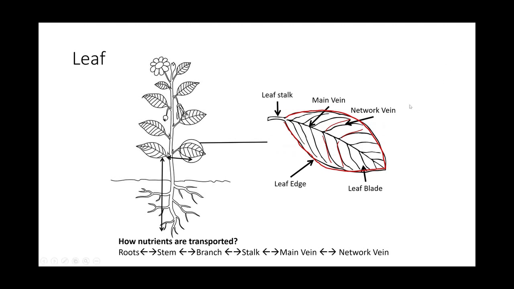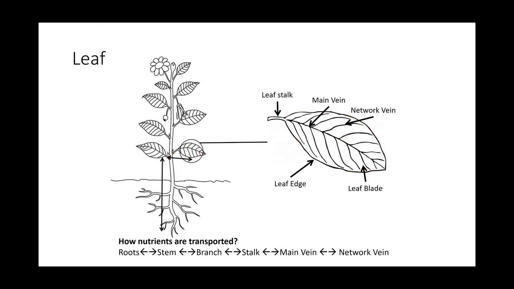So just a quick summary of how it works. For example, when the roots take in water, the water will go up, enter the roots, up the stem, and then it will go to the branches or the leaf stalk. Then it will go into the main vein. Then the main vein will spread out the water. So that's how the leaf gets the water lah.